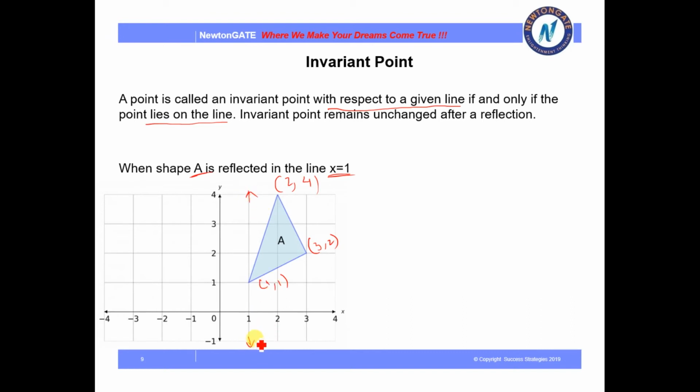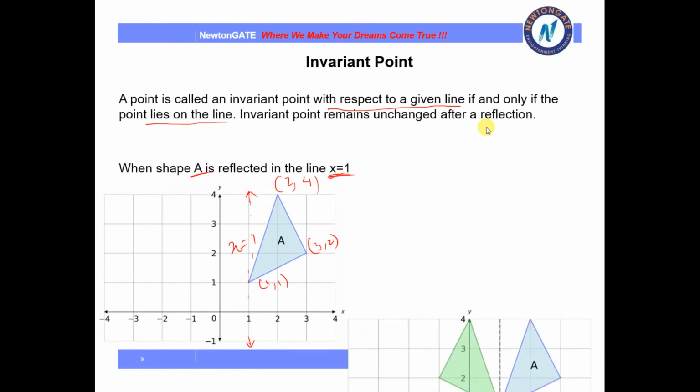This is x is equal to 1, the line here. So what point will be the invariant point? This point. The point (1, 1) will be the invariant point. Why? Because with respect to the given line x is equal to 1, the point (1, 1) lies on the line of reflection. So an invariant point remains unchanged after reflection.